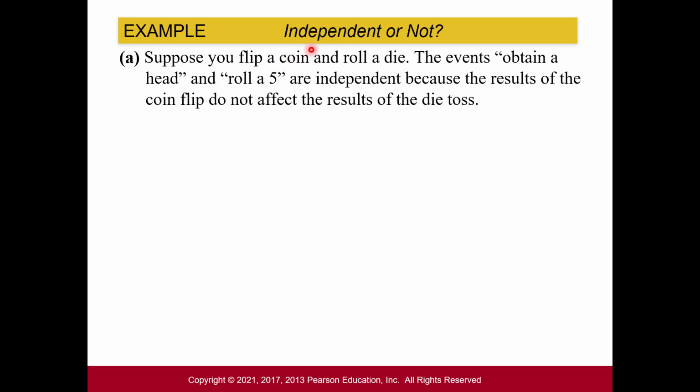So let's decide if this is independent or not. Suppose you flip a coin and you roll a die. The events obtain a head and roll a 5 are independent because the results of the coin flip don't affect the results of the die toss.